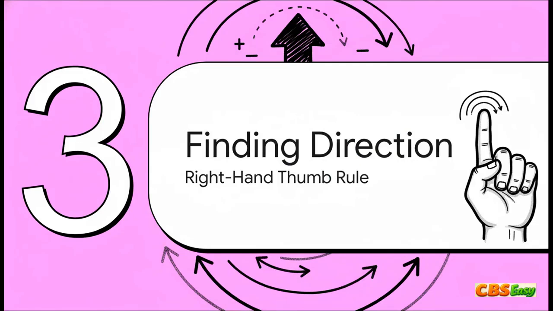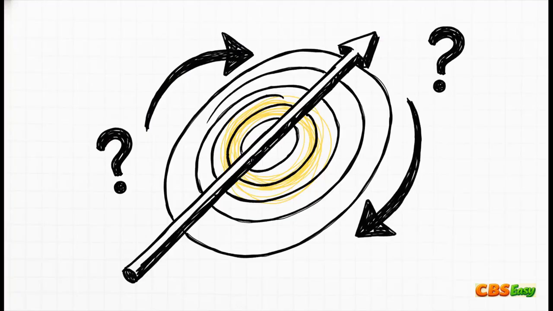All right, so a current creates a magnetic field. We got that. But which way does it point? Clockwise? Counterclockwise? For your exams, you're definitely going to have to figure this out. And lucky for us, there's a really simple trick for it. So imagine you've got a straight wire, and there's a current flowing right through it. We know the magnetic field is going to form circles around that wire. But which way are those circles going? That's the million-dollar question. And the right-hand thumb rule is going to give us the answer.